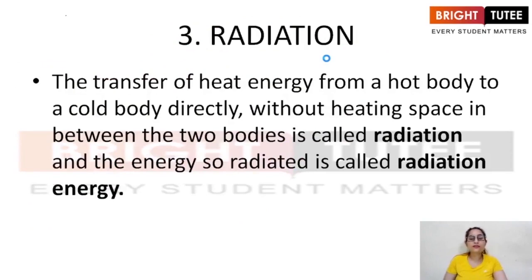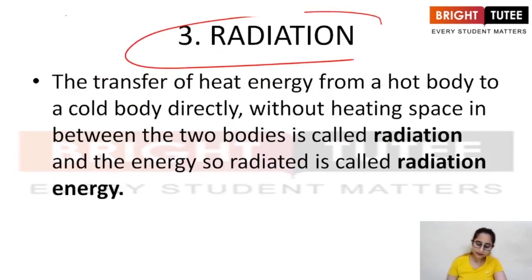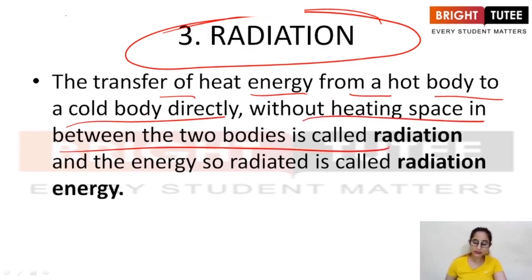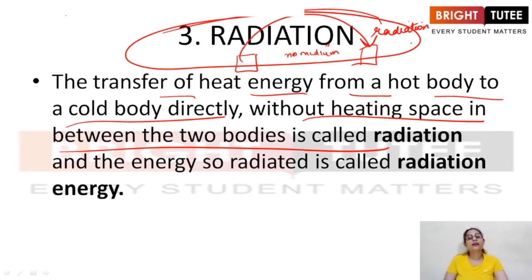Coming to the third method of transfer of heat, the third one is radiation. Now what is radiation? The transfer of heat energy from a hot body to a cold body directly, without heating the space between the two bodies, is called radiation. This is body 1 and this is body 2. There is no medium. You do not require any medium, but the heat is getting transferred from body 1 to body 2 with the help of radiations. That is known as radiation.